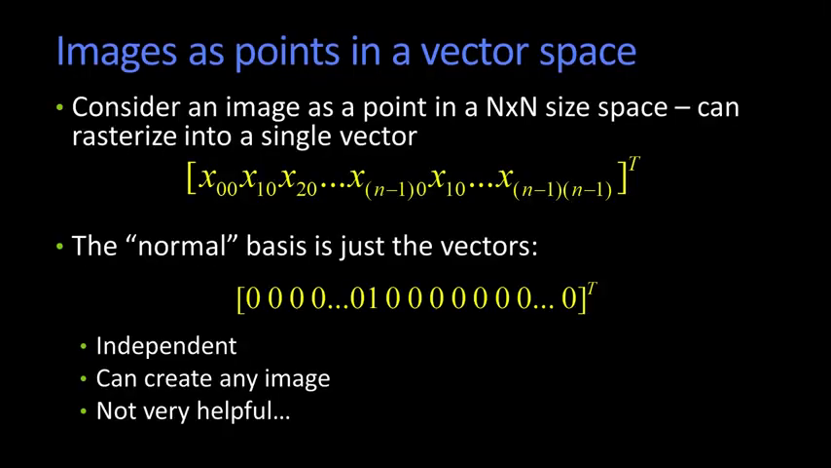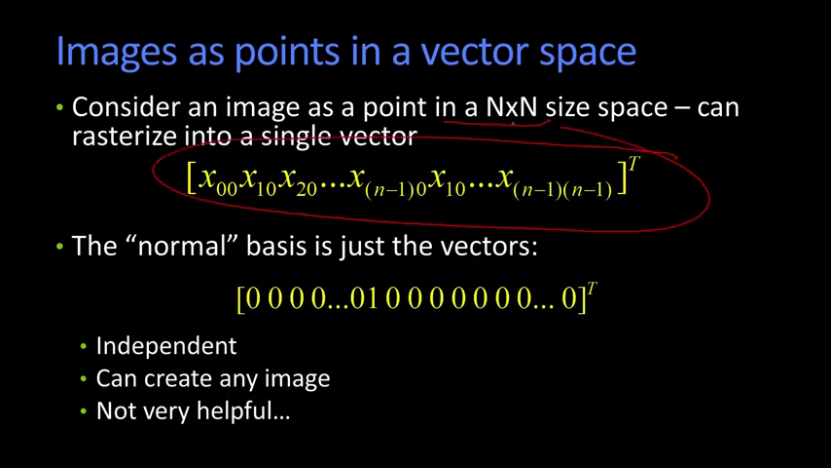To consider basis sets of images, what we're going to do is think for now of an image as just being a single point in a very large space. So if I have an n by n image, let's suppose it's 100 by 100, that's 10,000. So you can think of the entire image as just a 10,000 dimensional vector. If you wanted, that would be fine.